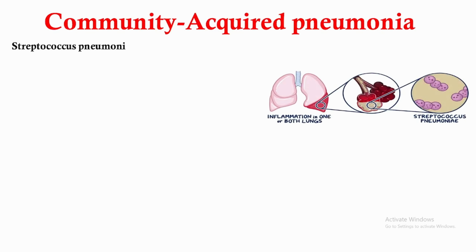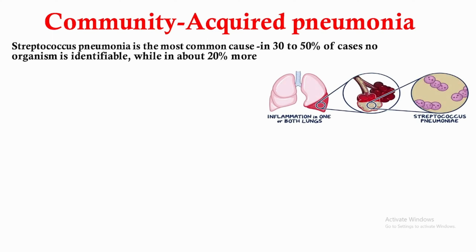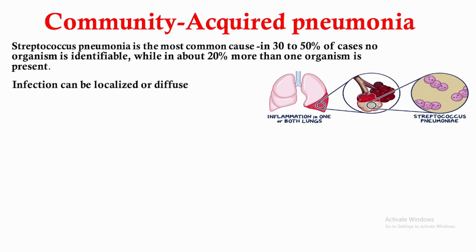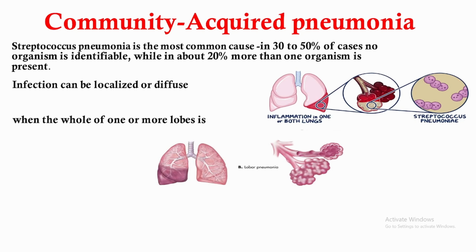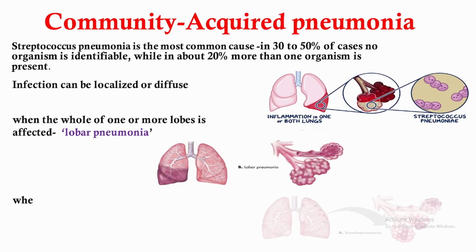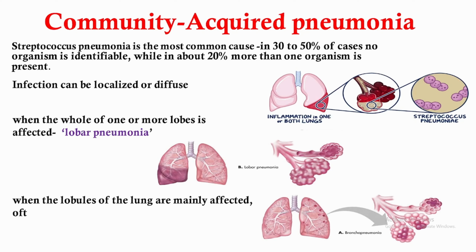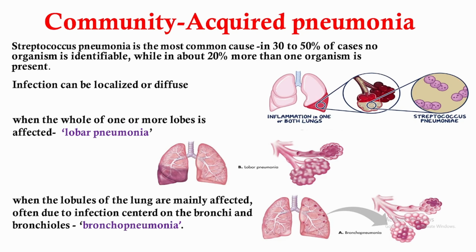Streptococcus pneumoniae is the most common cause overall. However, in 30 to 50% of cases, no organism is identifiable, while in about 20% more than one organism is present. Infection can be localized when the whole of one or more lobes is affected, which is called lobar pneumonia. When diffuse, in which lobules of the lung are mainly affected, often due to infection centered on the bronchi and bronchioles, it is called bronchial pneumonia.